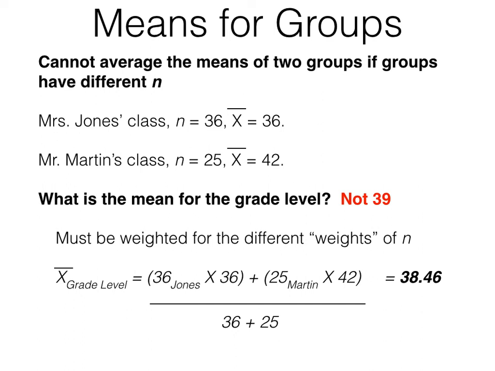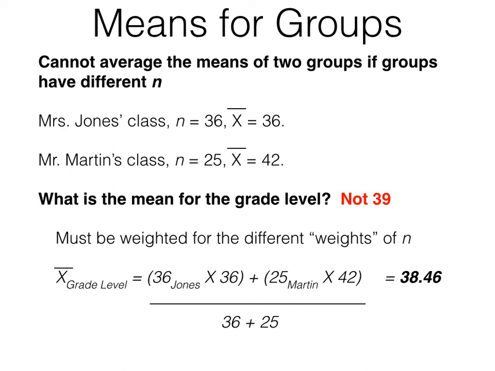We had 36 students. The size of the group with the mean of 36 was much larger than the size of the group with the mean of 42. So we have to account for the size of the group. And this is what we call weighting. It must be weighted for the different weights of n, or the different sizes of the groups.